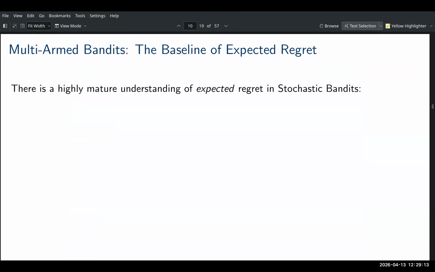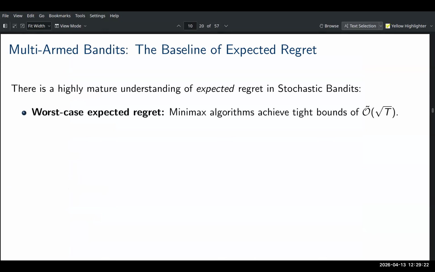So that brings me to what people have done in the multi-armed bandit setting. And there's a very good understanding of what happens in multi-armed bandits, as long as you're looking at the expected regret. So we already know that in the worst-case expected regret, which means it's a minimax bound, you're considering the worst possible underlying setting, the regret over the worst possible input parameters.